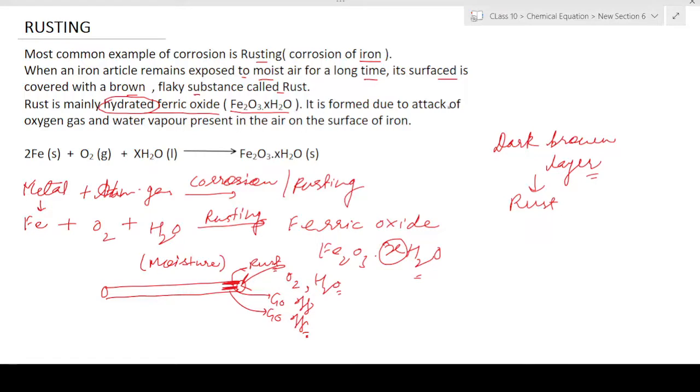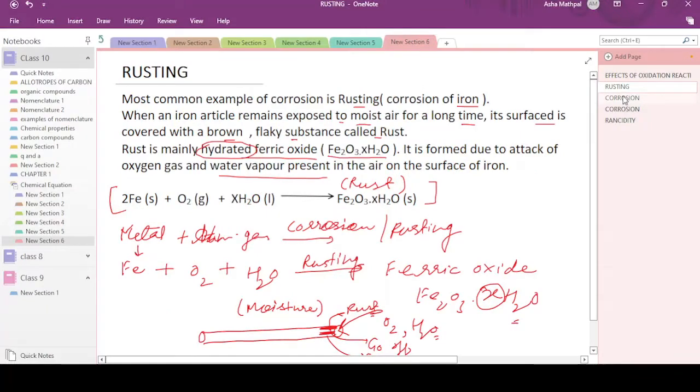Fe2O3.xH2O. It is formed due to attack of oxygen gas and water vapors present in air on the surface of iron. So this is the balanced chemical equation. 2Fe in the solid state, O2 as gas, and xH2O, that is a variable number of water molecules in the liquid state, will form Fe2O3.xH2O in the solid state. That is, this is the rust. This is the formula of rust, Fe2O3.xH2O. Right, now let's move towards the next type of corrosion.